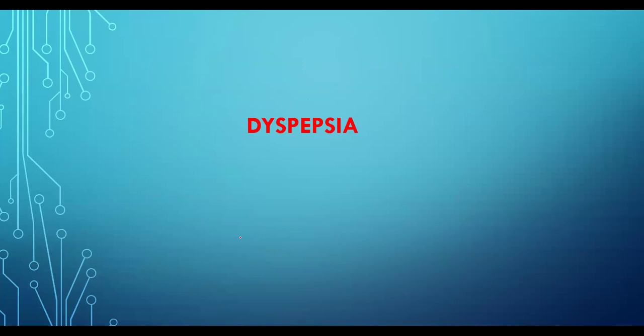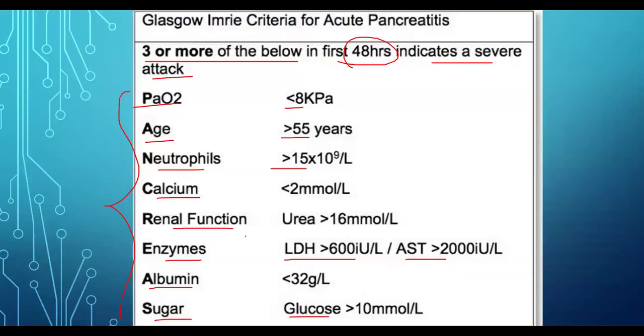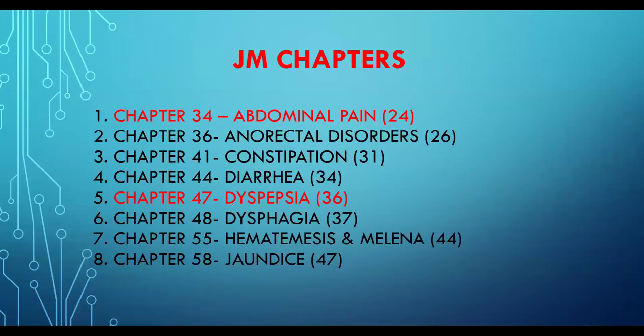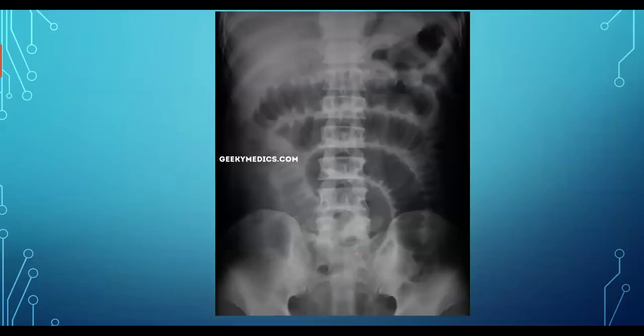Okay, moving on to the next chapter, which is dyspepsia. Dyspepsia is in your John Murtagh. That's in your chapter 36 in the 8th edition. So let's start that.